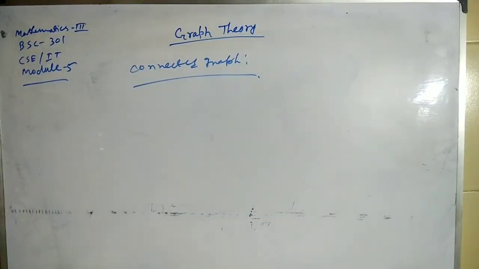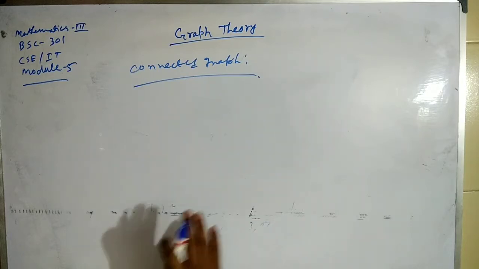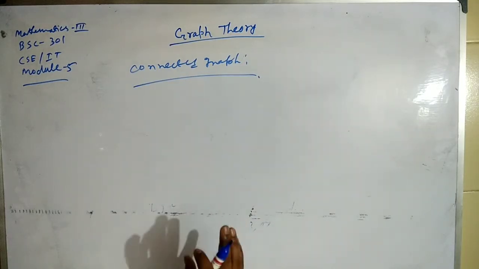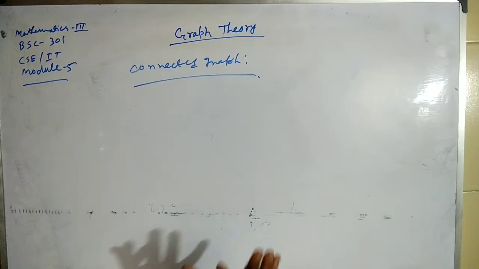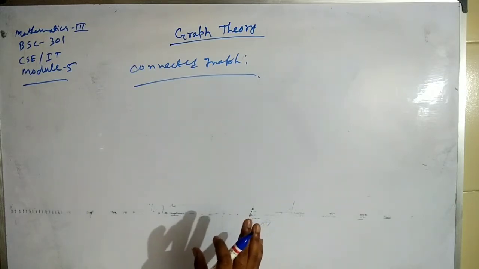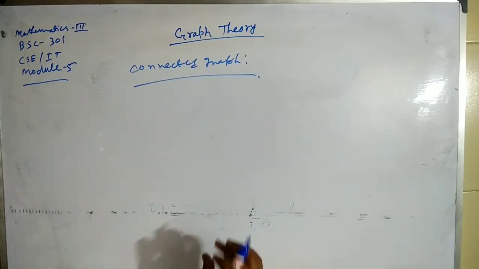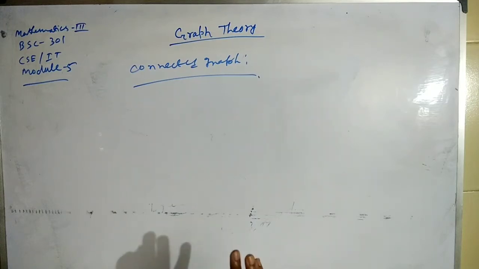So what is a connected graph? A graph is said to be connected if there is at least one path between every pair of vertices. Every pair of vertices.